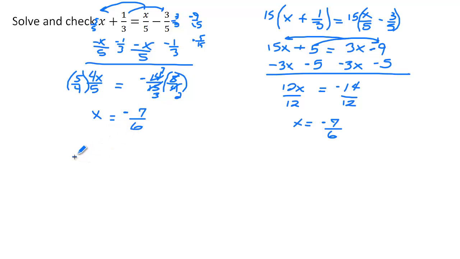everywhere you see x. Negative 7/6 plus 1/3. Is that going to be equal to negative 7/6 over 5 over 1, understood 1 under there, minus 3/5? Let's get a common denominator on the left-hand side. That will be 6, so I have to multiply the 3 by 2 to get a 6, multiply the numerator by 2 as well. So negative 7/6 plus 2/6 is a negative 5/6.